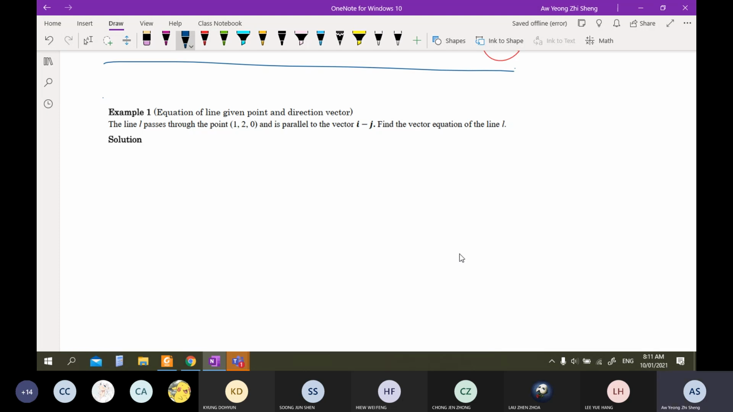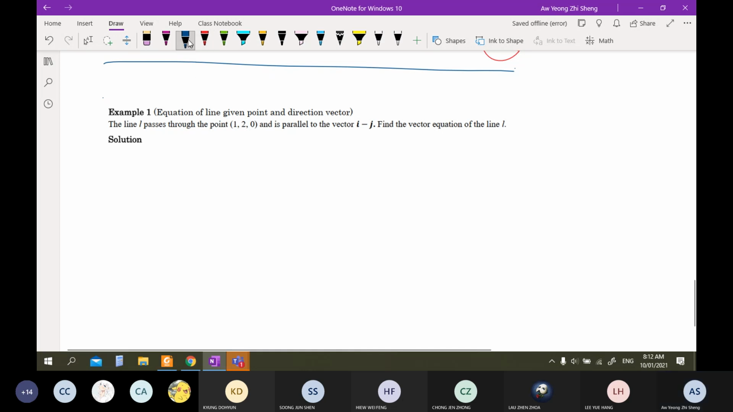Okay, moving on to example 1, find the equation of a line given a point and direction vector. This one is very easy. Diagram is not required for such questions. As long as they don't ask for a diagram, then a diagram is not compulsory. In fact, for three-dimensional vector questions, they never ask you to draw a diagram, because it is very hard to draw a 3D diagram nicely. So don't worry about drawing 3D diagrams.